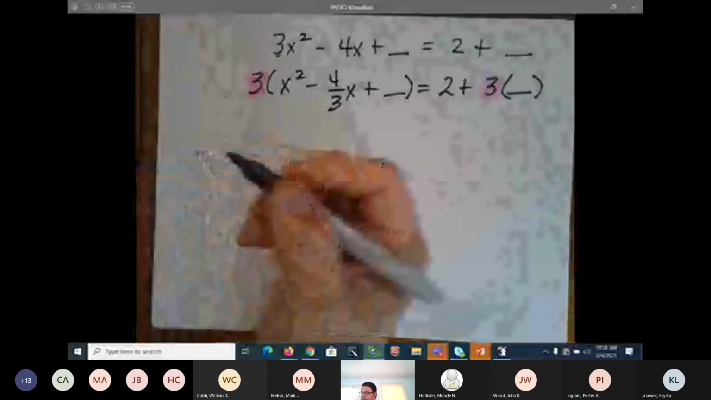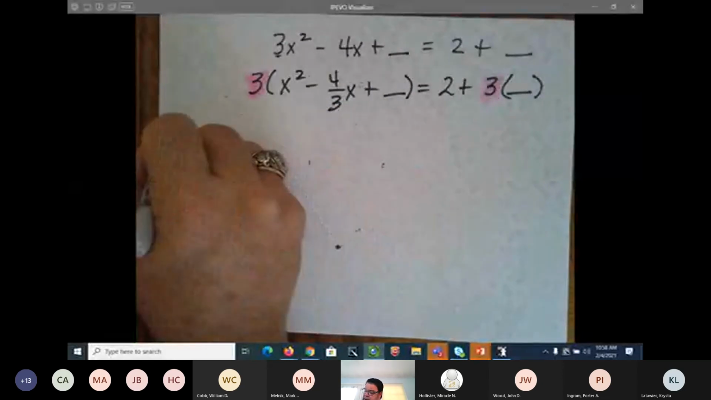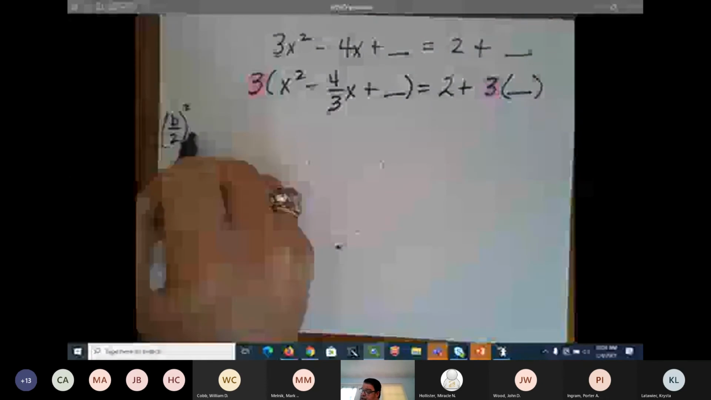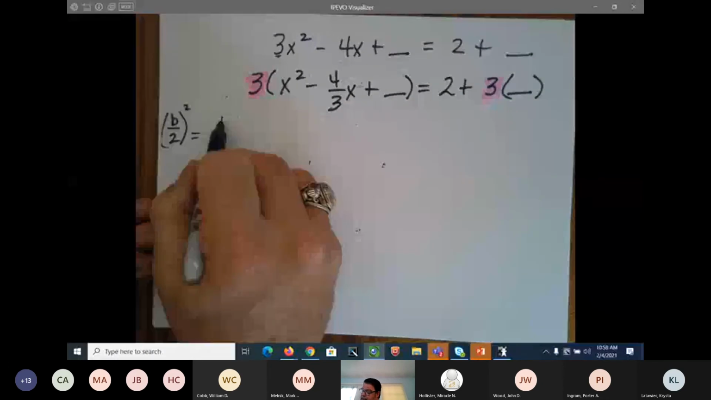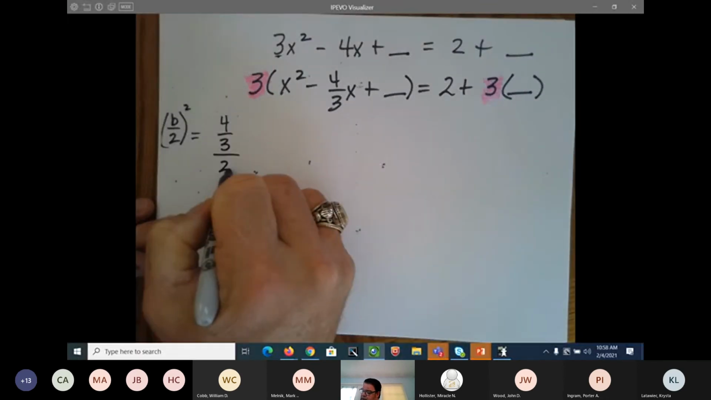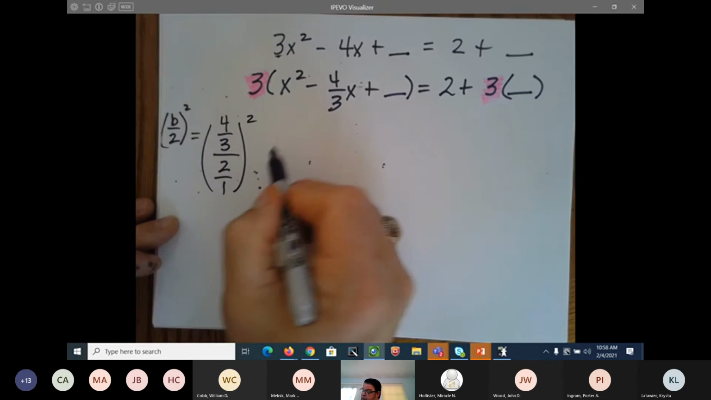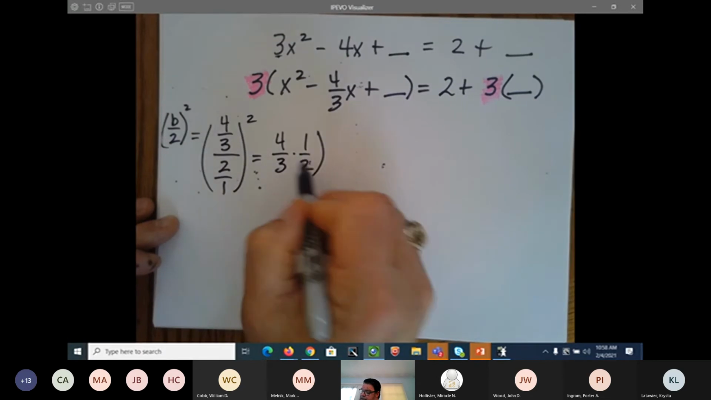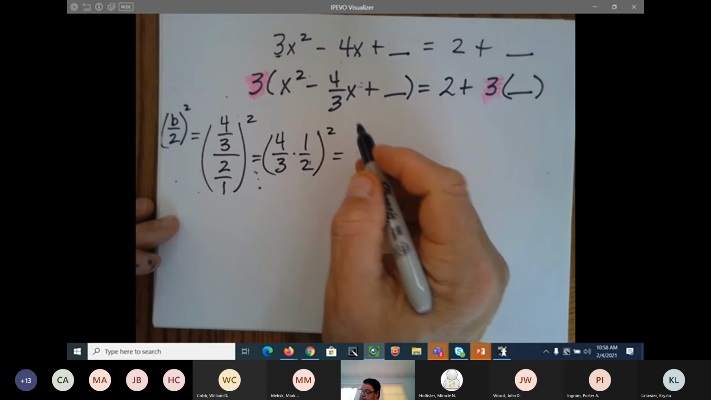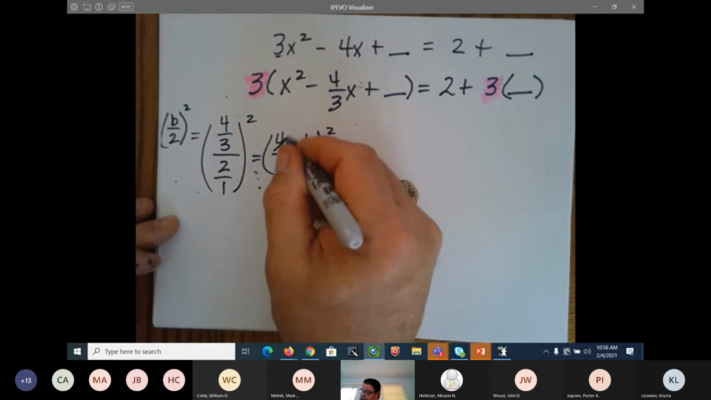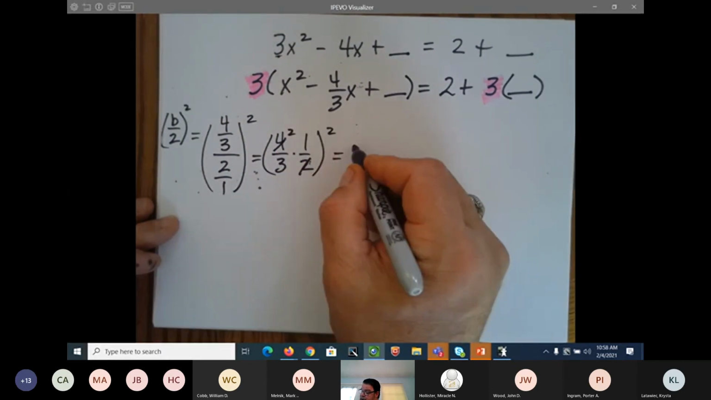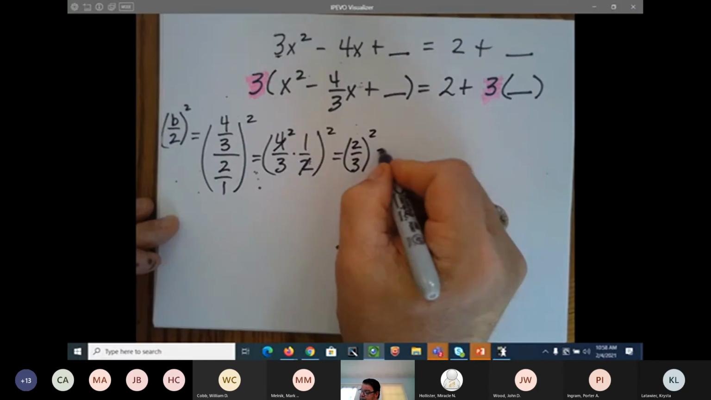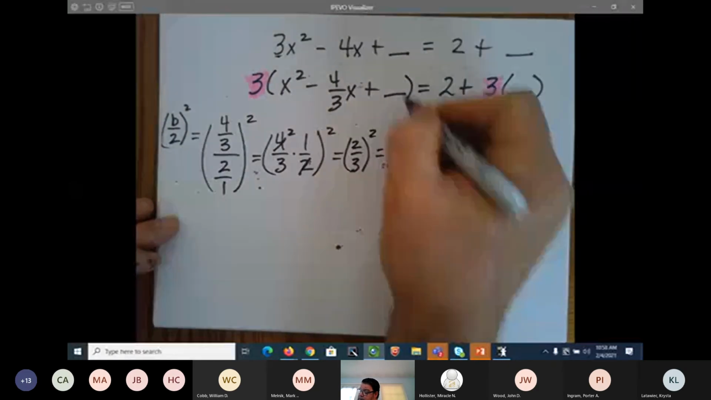So I go over there, I have to do b over 2 raised to the second power. So that's 4/3 over 2 over 1 raised to the second power. 4/3 times 1/2 raised to the second power. 2's cancel there. 2/3. What is 2/3 squared? 2/3 squared is what? 4/9.